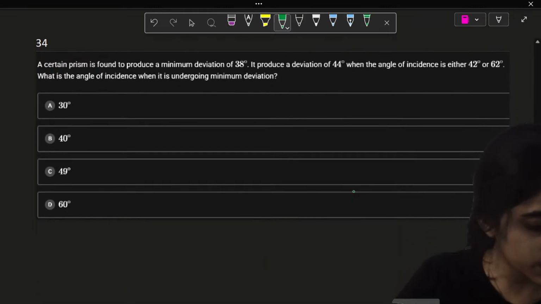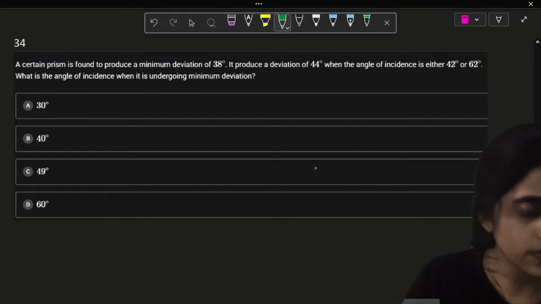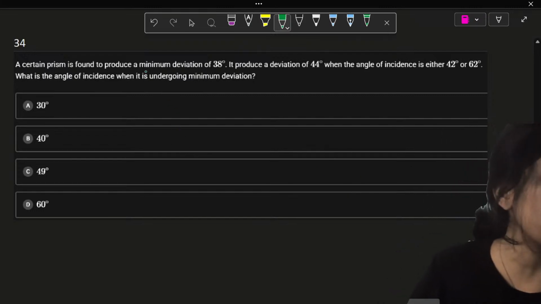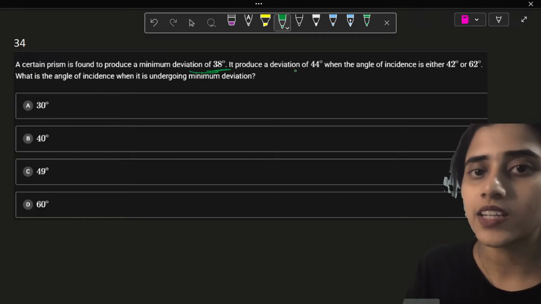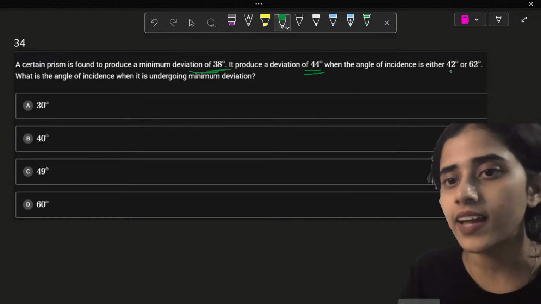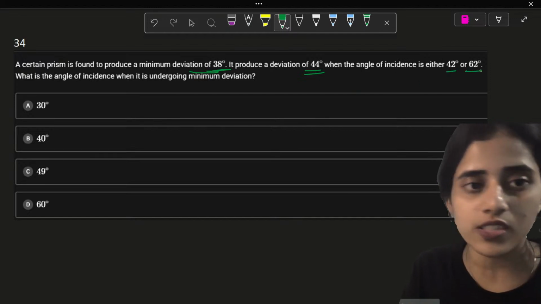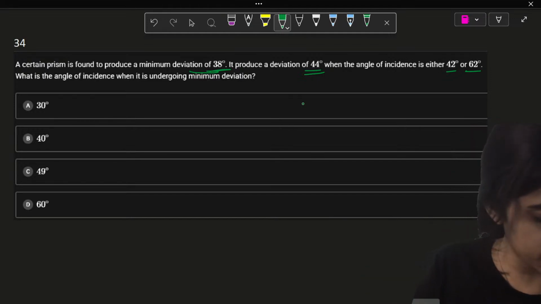Okay, this is an easy question. Question 34. Okay, this is a very easy question. Quickly, we'll do this. So, the angle of minimum deviation is 38 degree. It produces a deviation of 44 degree. And when the angle is either 42 or 62, what is the angle of incidence when it's undergoing minimum deviation?